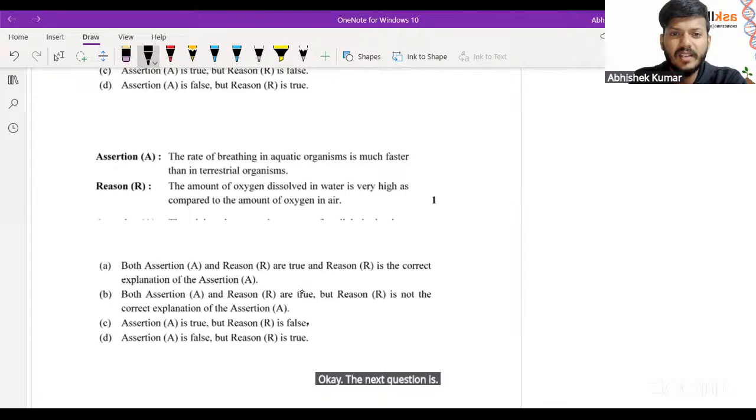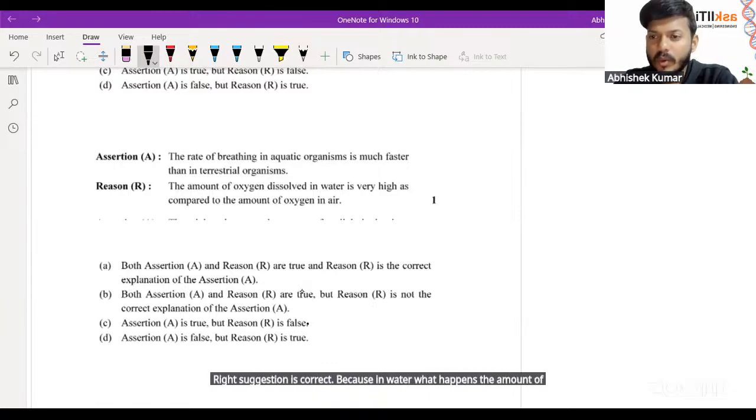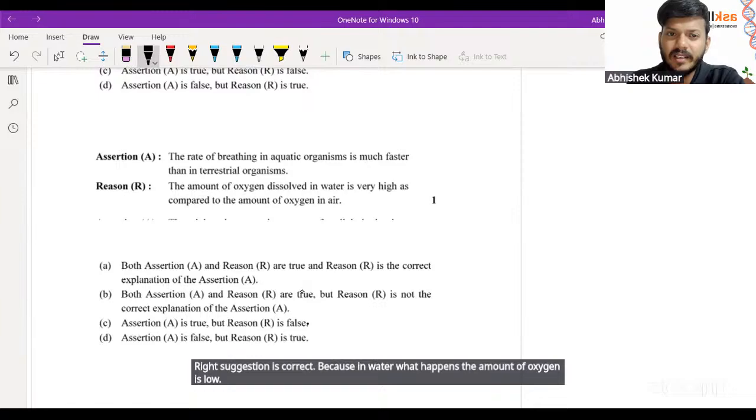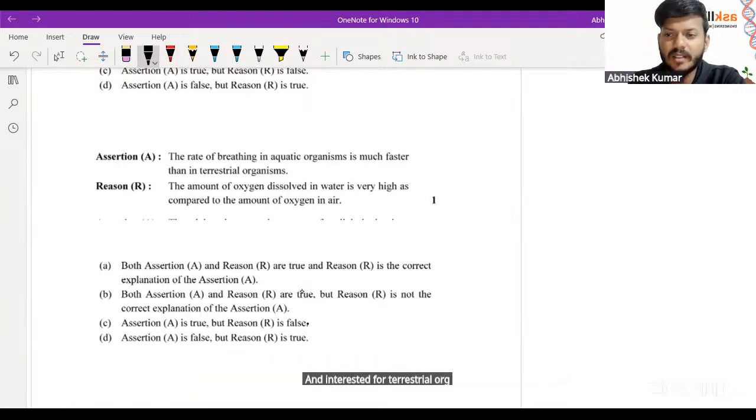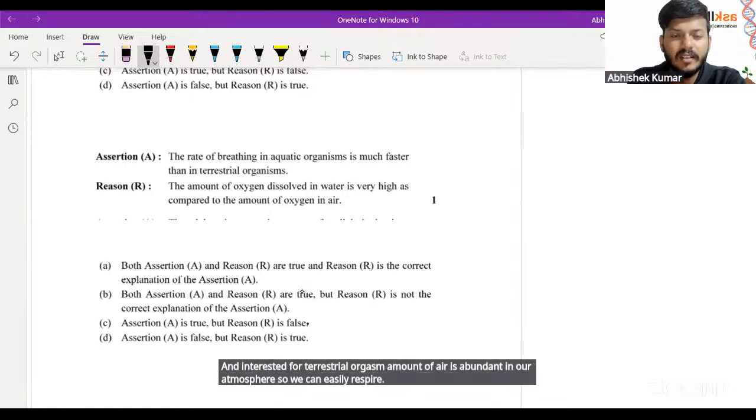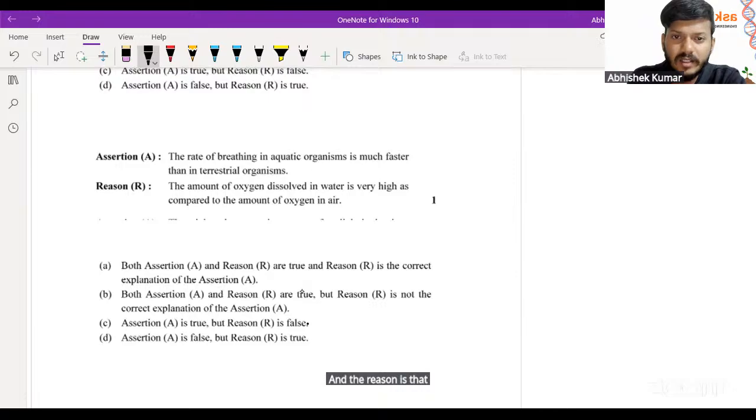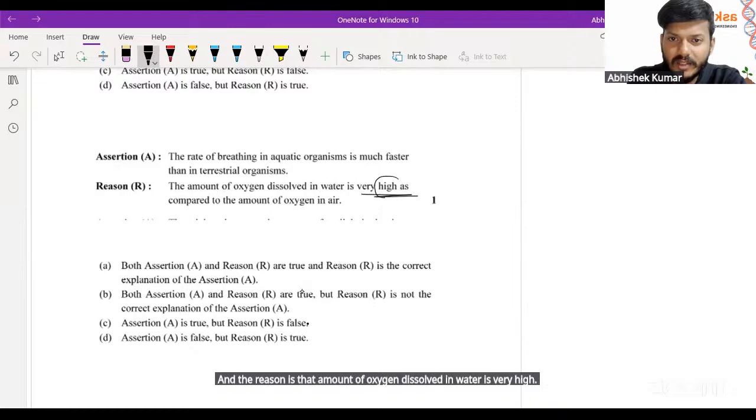The rate of breathing in an aquatic organism is much faster than in a terrestrial organism, right? Assertion is correct, because in water the amount of oxygen is low, and for terrestrial organisms, air is abundant in our atmosphere, so we can easily respire. And the reason is that the amount of oxygen dissolved in water is very high. Only this point is wrong, that it is very high compared to the amount of oxygen in air.